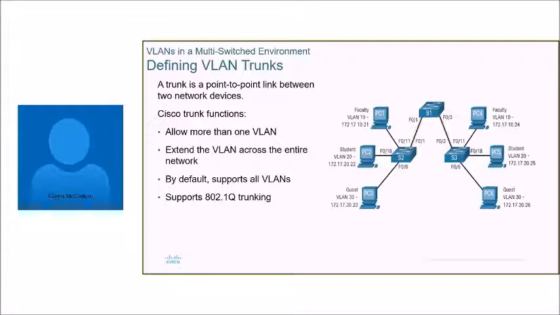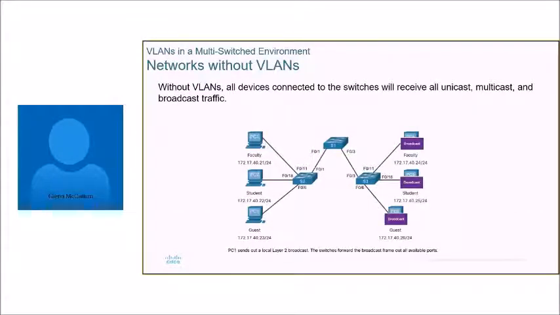And so you can have more than one VLAN on the same port, extend the VLAN across the entire network. By default it supports all VLANs, and you need to have a protocol that actually supports trunking. And so 802.1q is the industry standard these days, and it actually adds an extra field to the Ethernet header for tagging to identify which VLAN a frame belongs to. Nearly said packet.